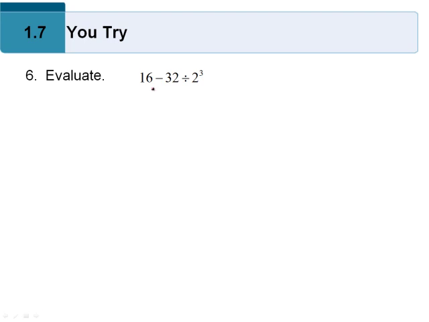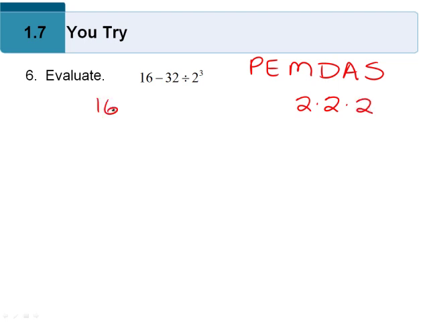All right, so here we have 16 minus 32 divided by 2 to the third. So let's see. We're going to start with the exponent, right? So we need to work out 2 to the third. Remember, 2 times 2 times 2. So we bring down everything else and the division sign. Remember, 2 times 2 is 4, times 2 would be 8.